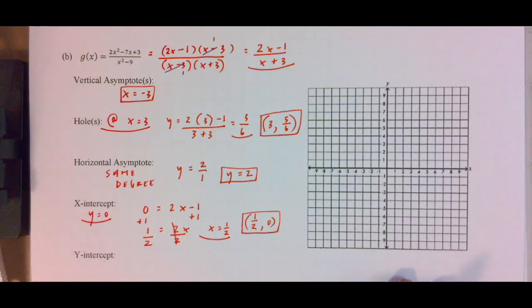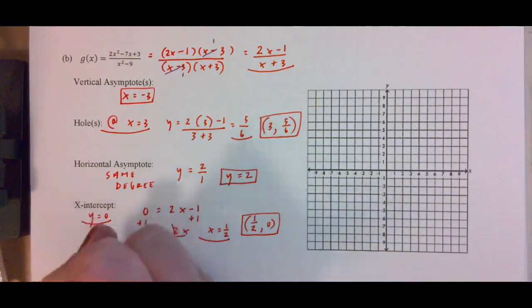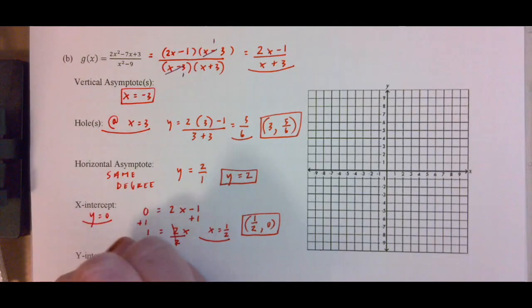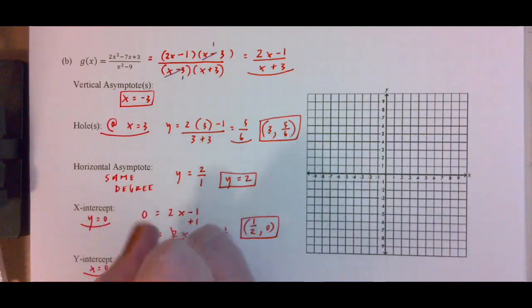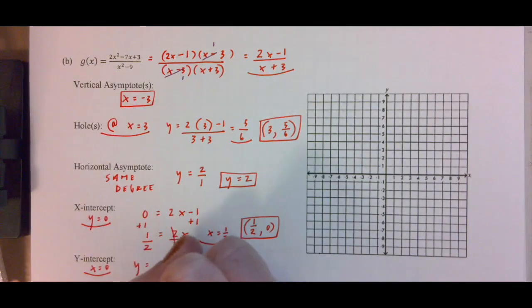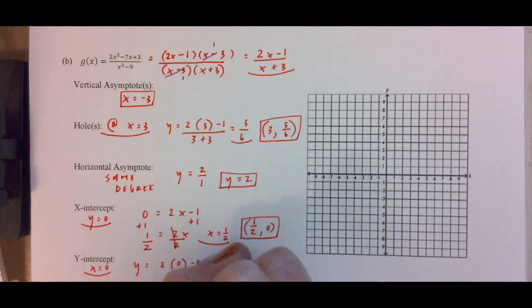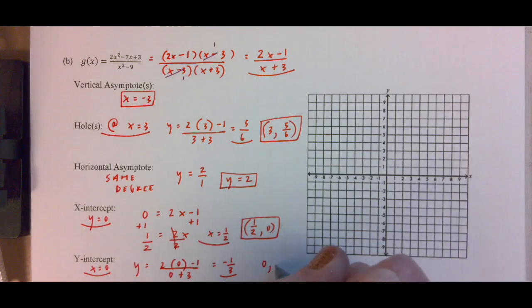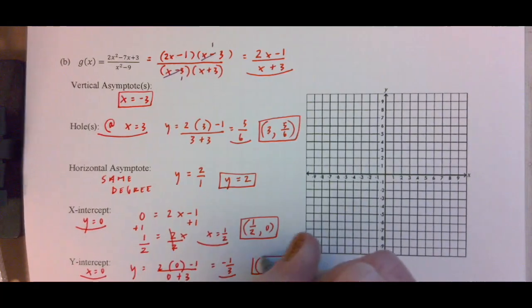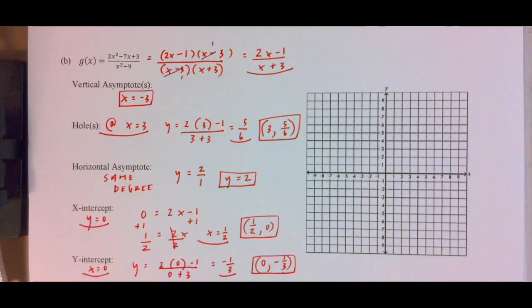Okay, and then lastly, the y-intercept, right? x is 0. So I'm still plugging into that reduced format right here. So y equals 2 times 0 minus 1 over 0 plus 3. So -1 over 3. So when x is 0, y is -1/3. All right, we have all the information we need.